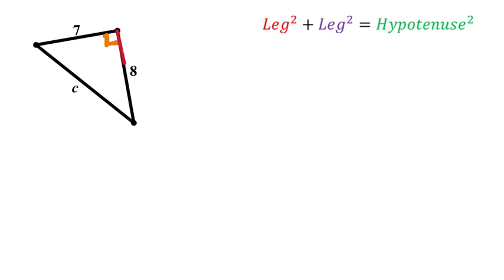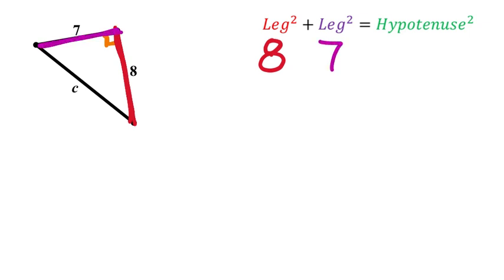And so I'd say this can be a leg right here. Remember, the two legs make up the right angle. And this first one here is 8. So I would make that red leg 8. And then the other side length that makes up that right angle is 7 right here.